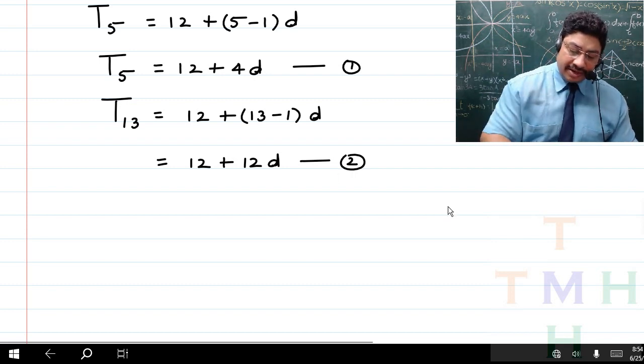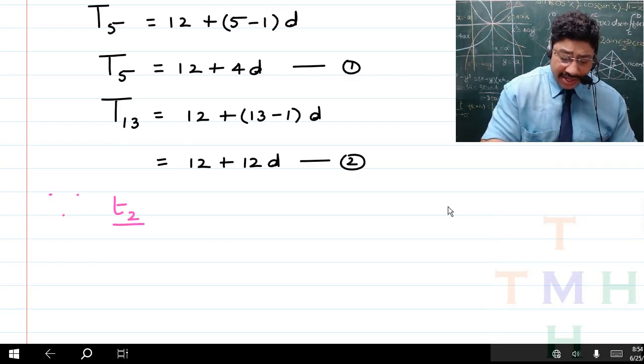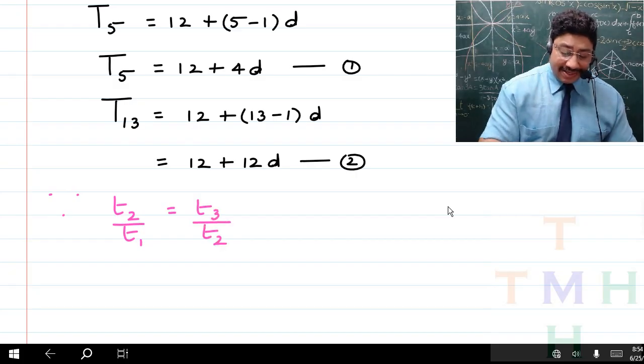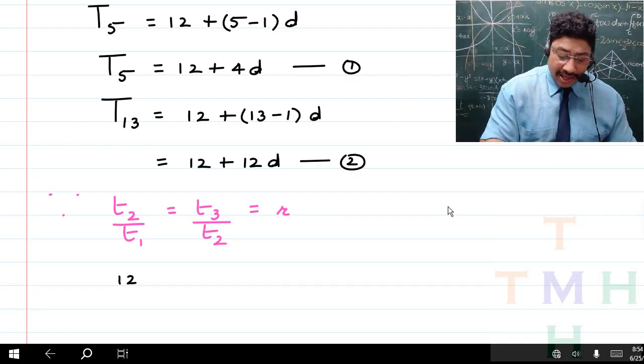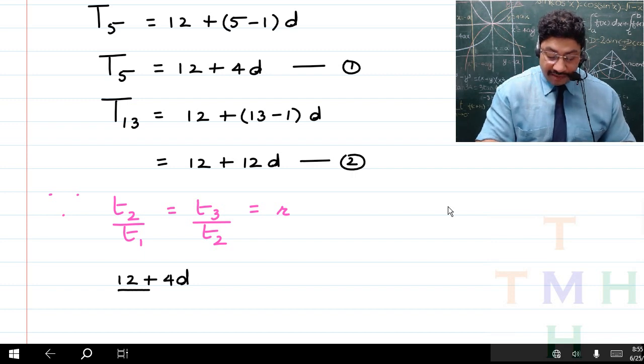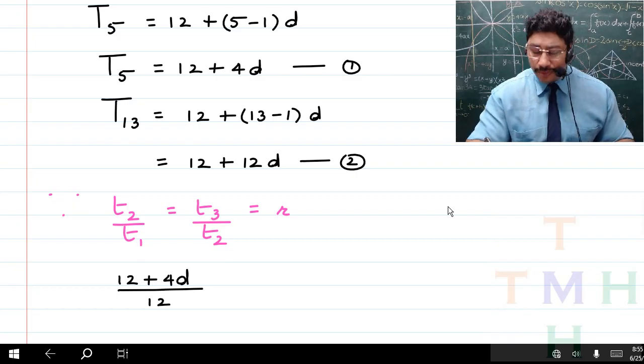So this is the property that we will write, that is, since we have T2 when it is divided by T1 will become equal to T3 when it is divided by T2. So as such, here this gives you the common ratio small r. So in this, if you substitute the values, we have T2, which is actually our fifth term of the AP, which we've calculated to be 12 plus 4D, right? Now we divide it by T1, that is the first term which we've been given to be 12, right?